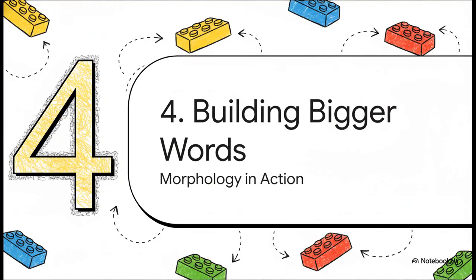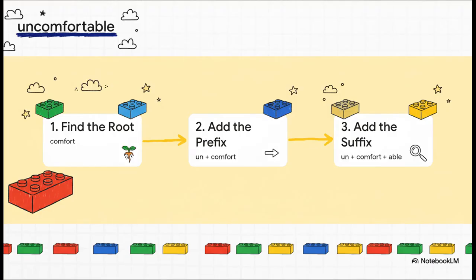All right, so we have our individual blocks. Now for the really fun part. Let's start building. Let's actually see how these pieces click together to form those bigger, more complex words. Let's try the word uncomfortable. It looks kind of long, but it's just three super simple parts. First, you start with the root word comfort. Then you add the prefix un to the beginning, which we know means not. And then you tack on the suffix able to the end. So, not, comfort, able. It's that simple.